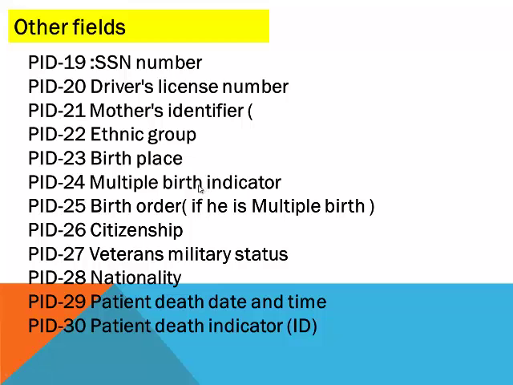If you have that one, definitely you have birth order. You are the first one or the second one. Then PID 26 is the citizenship field. Then also we have 27, which is veterans military status, and 28 is nationality. 29 is patient death date and time, and 30 is patient death indicator. So these things are a little easy to understand.